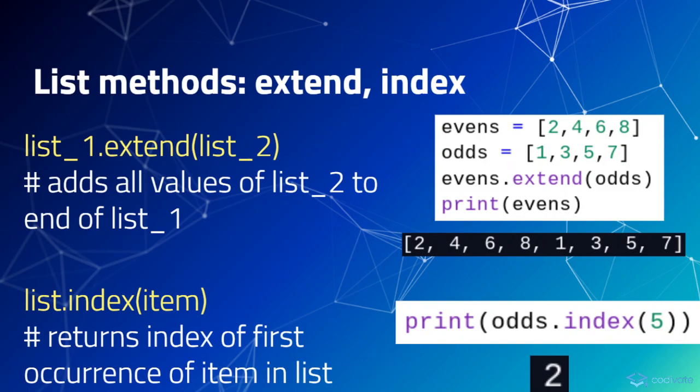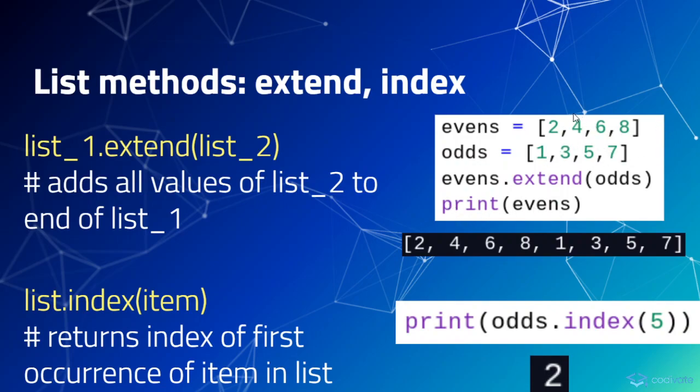Our next method is the extend method. And this we would use if we wanted to append the values of a list to the end of another list. So we can't directly use append because this would put the entire list in one position and would create a complex two-dimensional list. We want a simple one that has all the values separated by commas. So here, if we have an evens list and an odds list, and we do evens.extend(odds), this will add everything from odds to the end of evens.